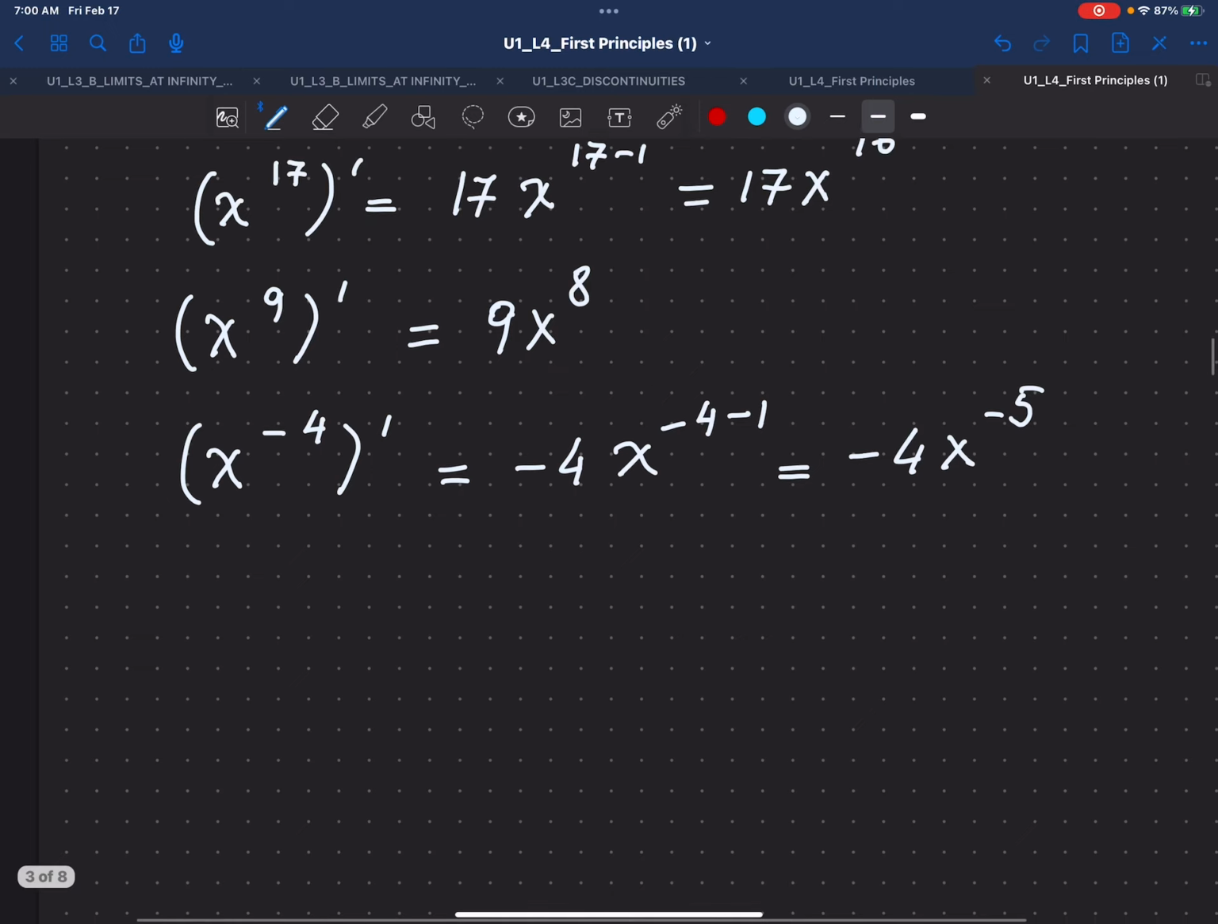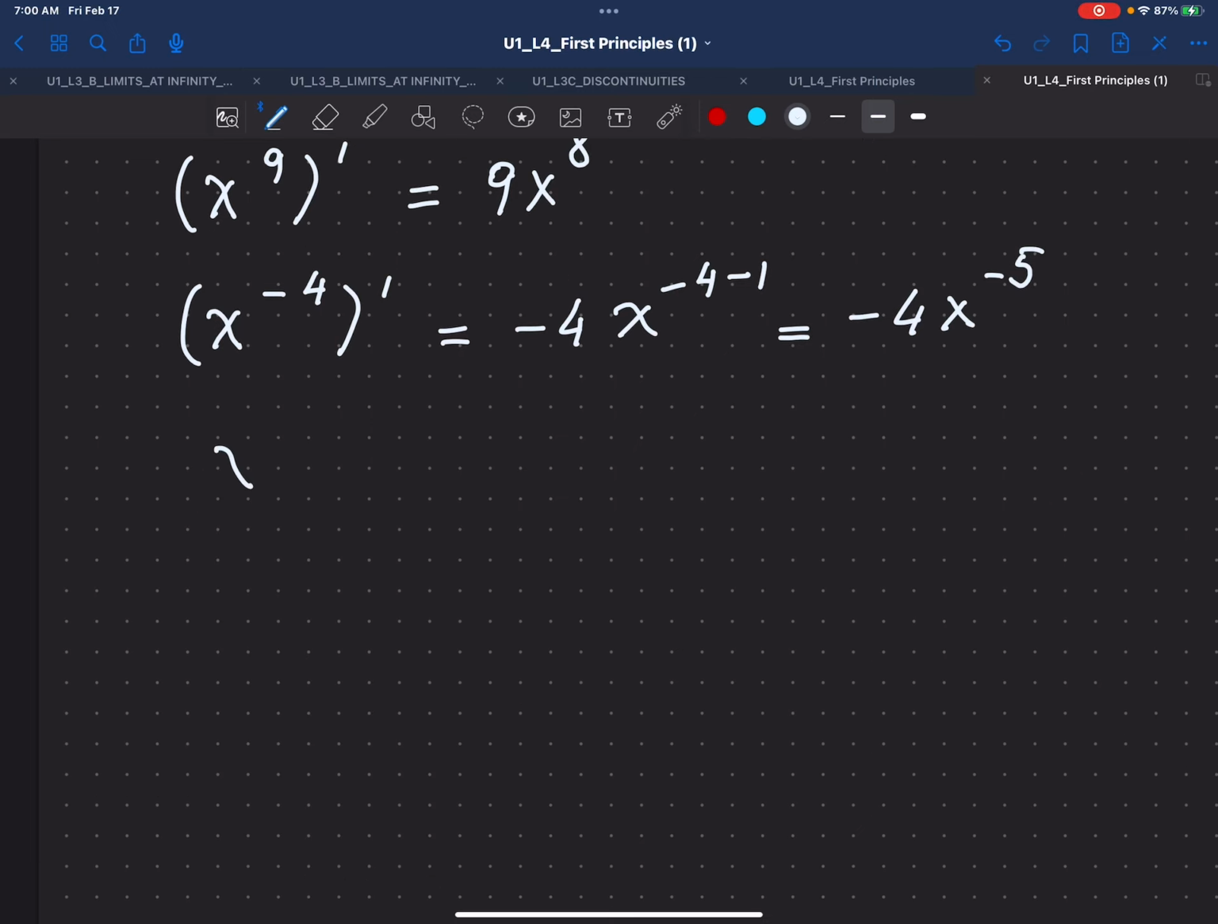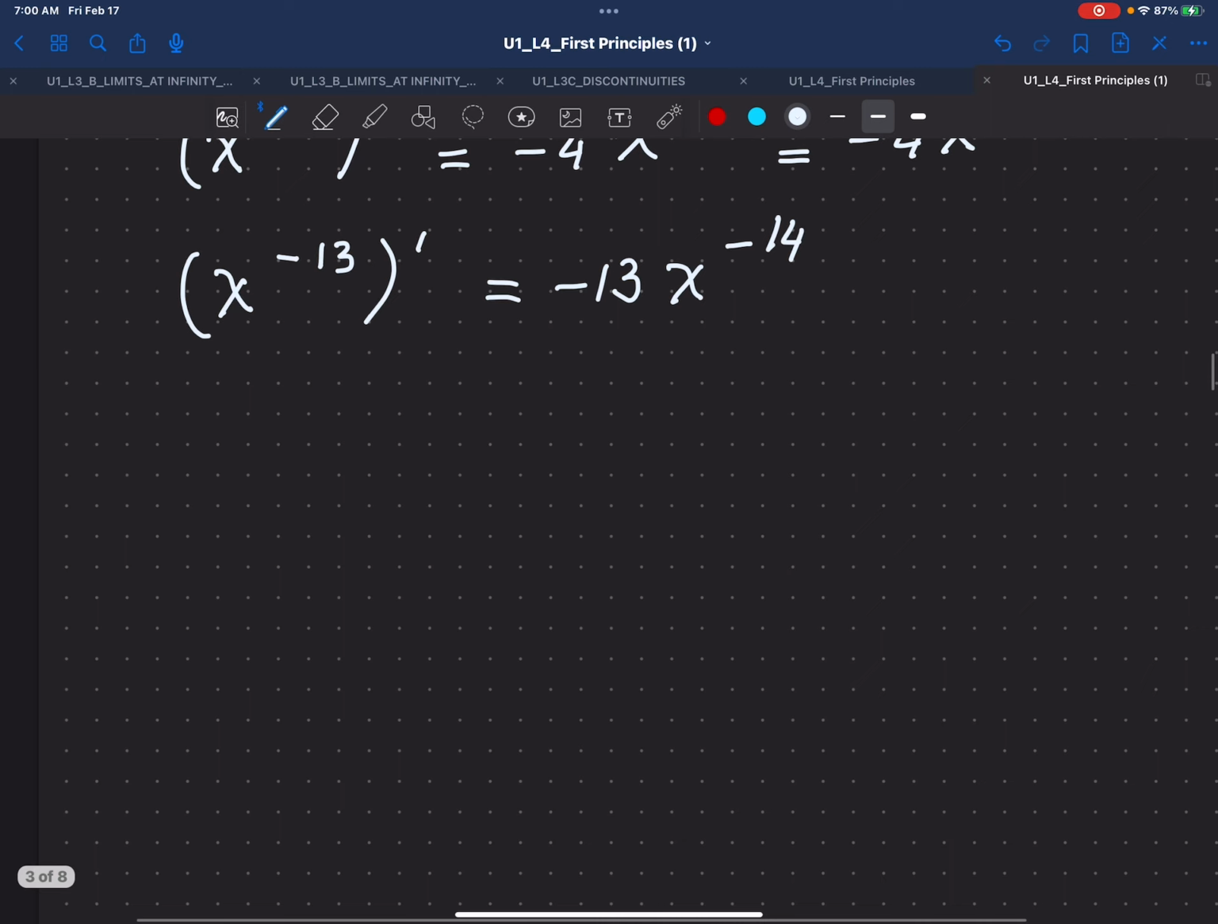So let's do another one. Try this on your own. So if you have x to the power of negative 13, the derivative will be equal to negative 13x to the power of negative 14.